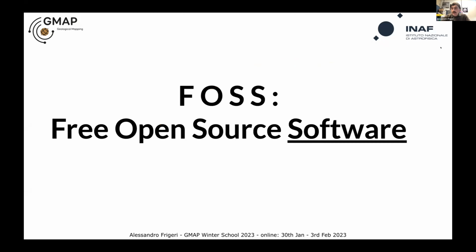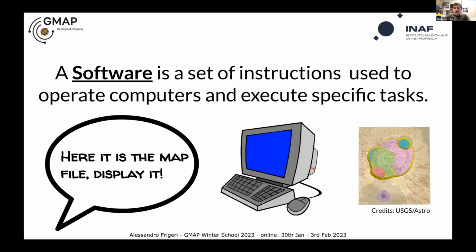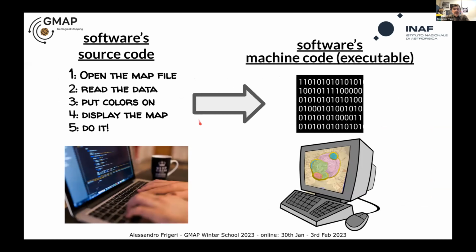So we start with the word software. What is a software? Basically, a software is a set of instructions used to operate a computer and execute specific tasks. So in this school, we are doing basically this operation. We are telling a computer to open a file which contains a map, for example, a map file, and to display it. This is a very simple task that we do with the software, and obviously the software has to do that. But behind that, the software has to be programmed.